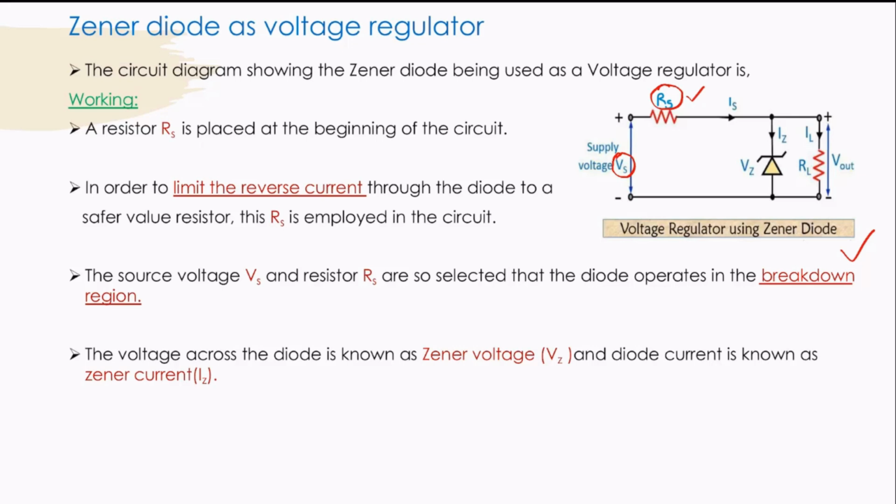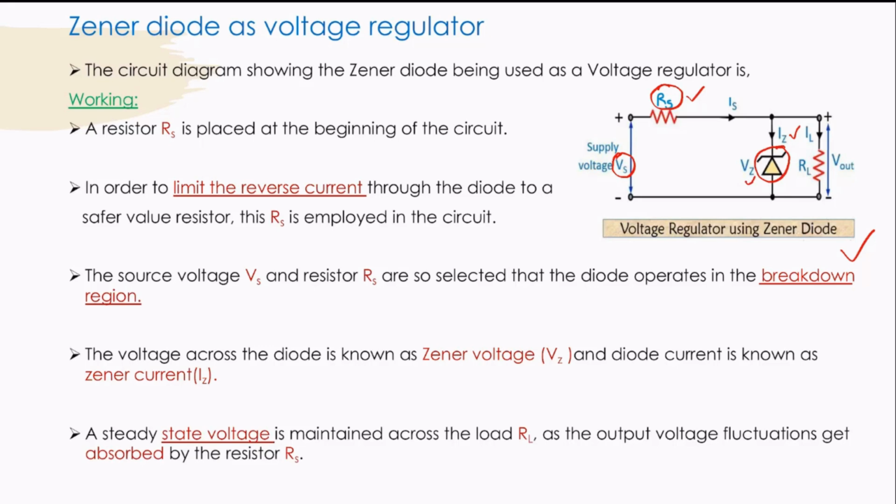The voltage across the diode is known as the Zener voltage Vz, and the diode current is known as the Zener current Iz. If you see here, this is the Zener diode in which the voltage across the diode is represented as Vz, whereas the current flowing across the diode is represented as Iz. A steady state voltage is maintained across the load RL as the output voltage fluctuations get absorbed by the resistor Rs.